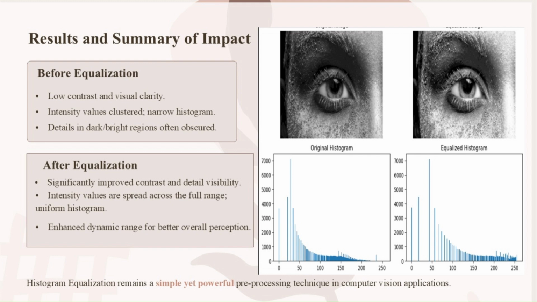In conclusion, histogram equalization is a simple yet powerful technique that improves image contrast by redistributing pixel intensity values. It is widely used because it is easy to implement and gives visually significant results.